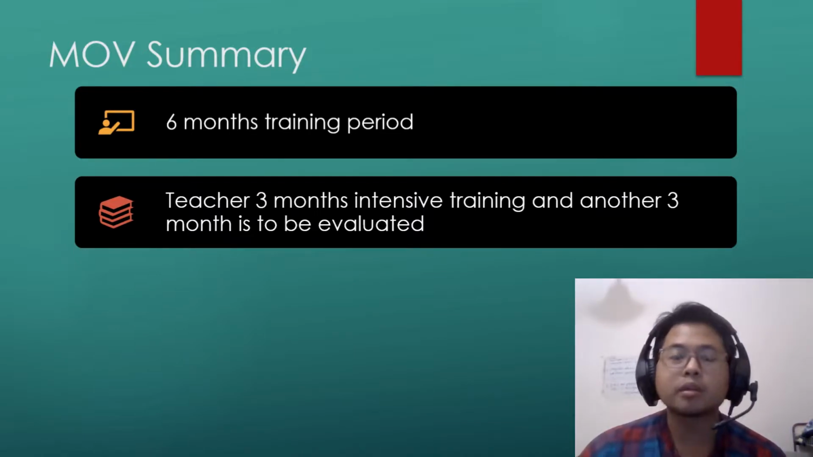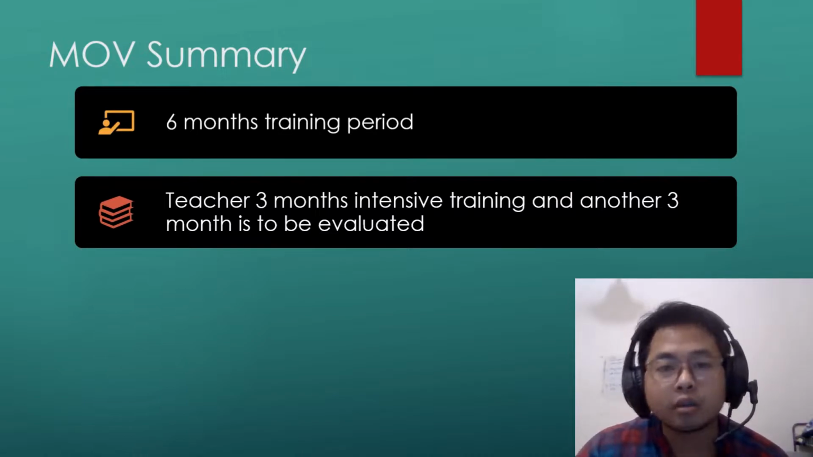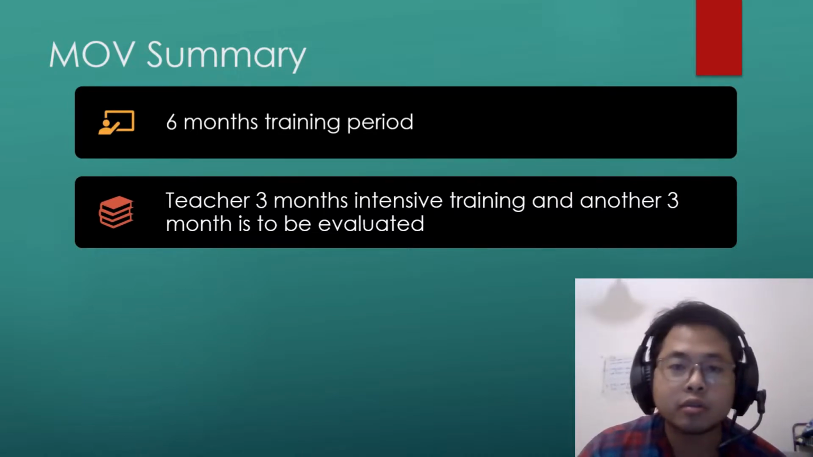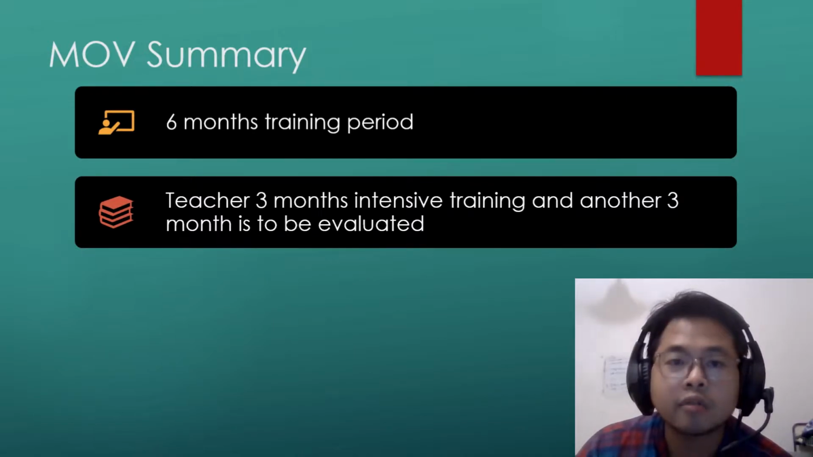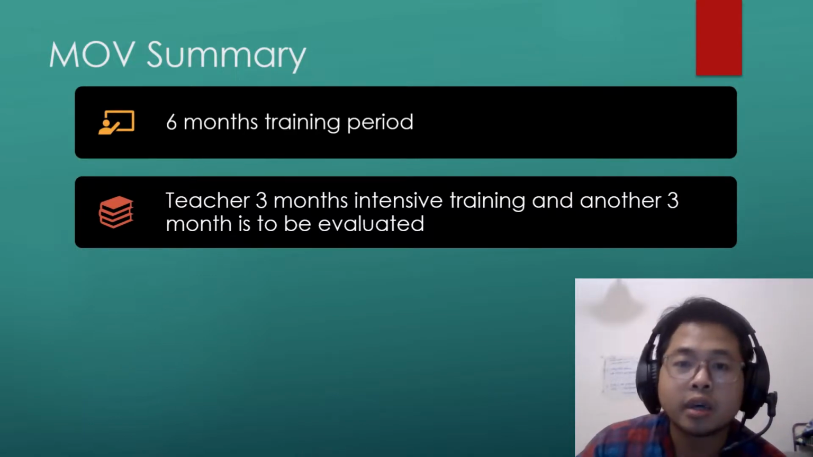I will present my part, starting with the MOV summary. MOV summary is the goal of the project, and it is used to define the value that your project will bring to your client. For our project, within the 6-month training period, the teachers will go through 3 months of intensive training and will be evaluated at the end of the 3 months. Over the next 3 months, they will apply what they have learned in real-world classes, where we will evaluate their proficiency, the quality of delivery, and the problems they face, and finally evaluate the effectiveness of the training session.